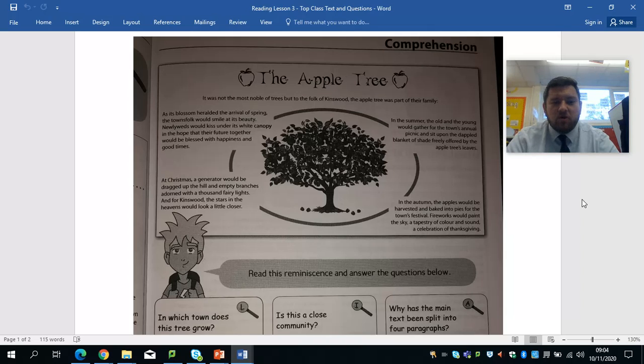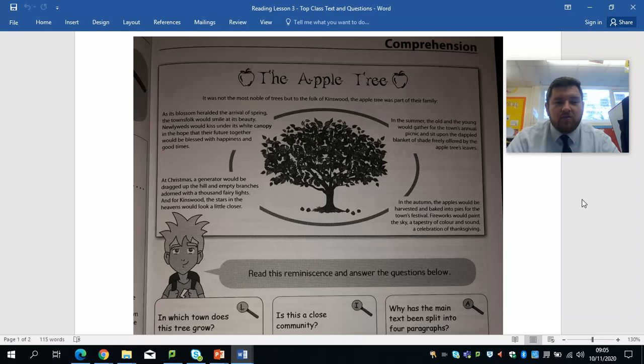It was not the most noble of trees, but to the folk of Kingswood, the apple tree was part of their family. In the summer, the old and the young would gather for the town's annual picnic and sit upon the dappled blanket of shade freely offered by the apple tree's leaves. In the autumn, the apples would be harvested and baked into pies for the town's festival. Fireworks would paint the sky, a tapestry of colour and sound, a celebration of Thanksgiving. At Christmas, a generator would be dragged up the hill and empty branches adorned with 1,000 fairy lights. And for Kingswood, the stars in the heavens would look a little closer.